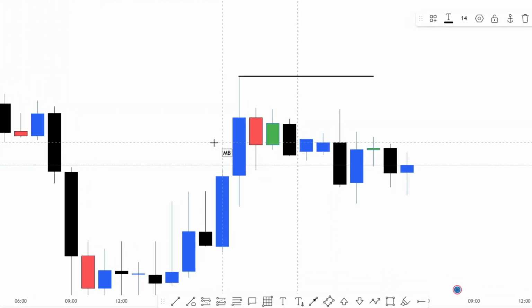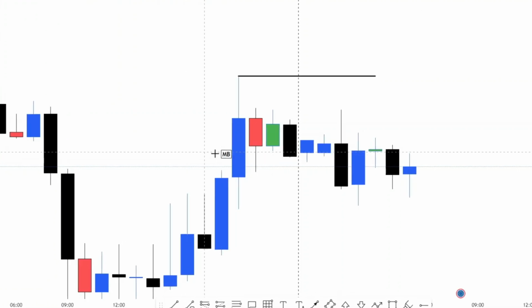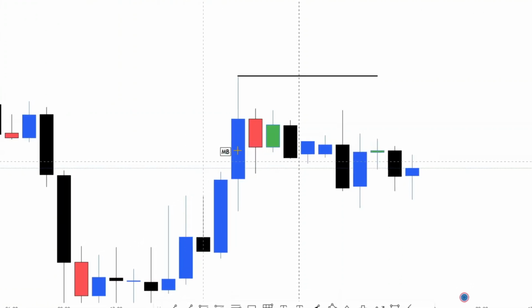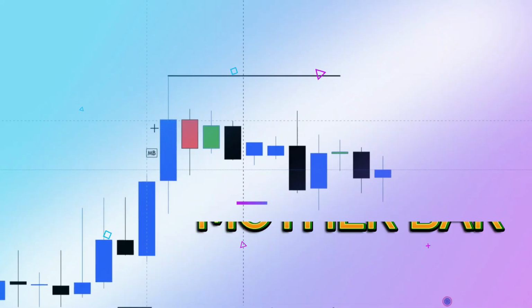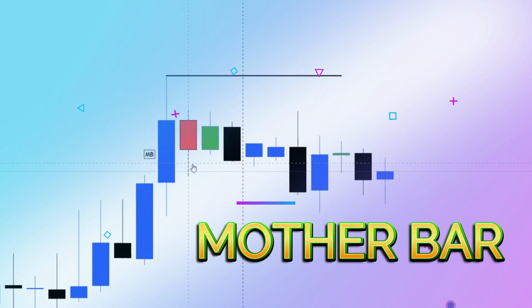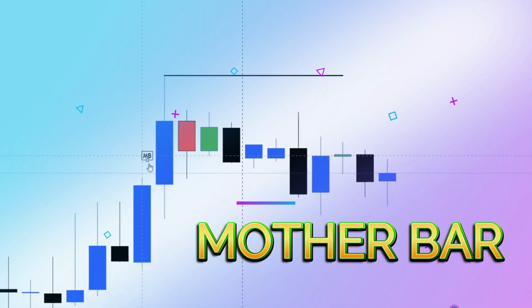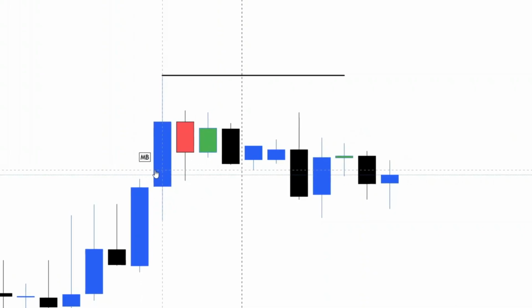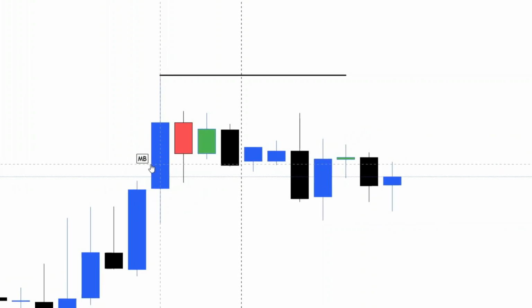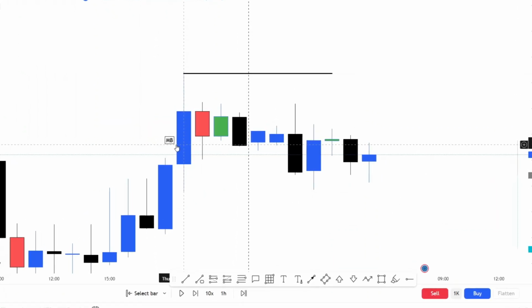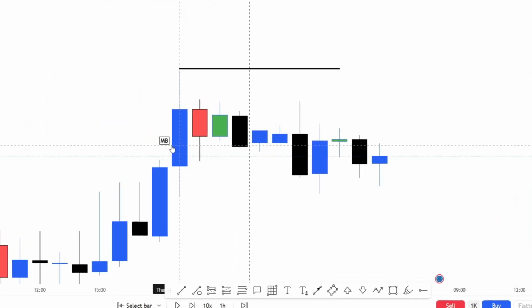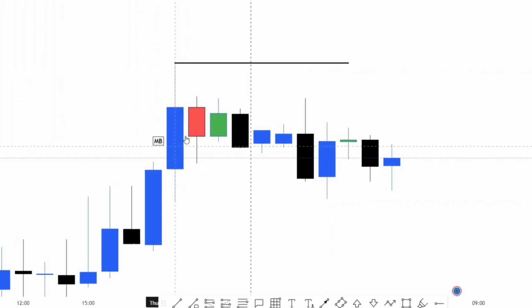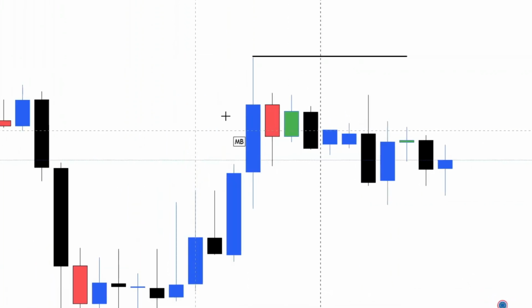We can call it MB. I call it a mother bar. You can search it up on Google; you will find that the candle before the inside bar is usually the mother bar. Now, why inside bars? Inside bars are very important. They are a powerful indication that market makers are getting involved, because an inside bar is more like a manipulation of price.